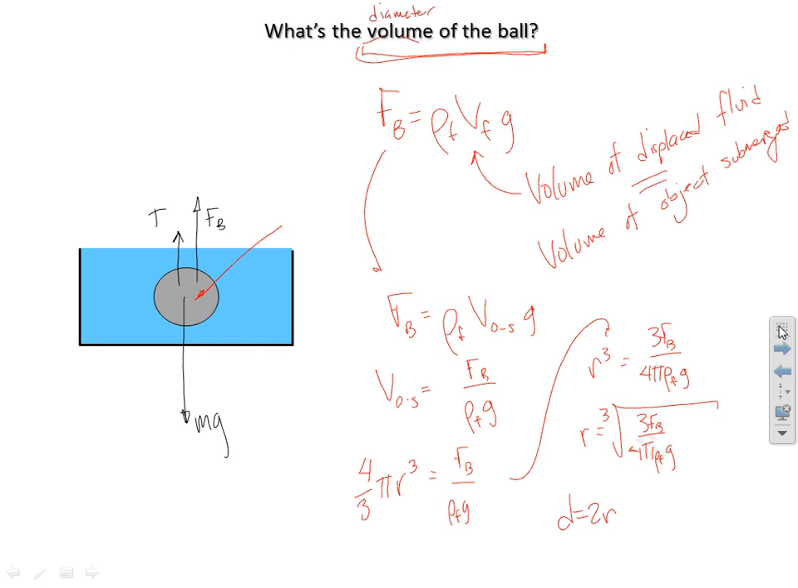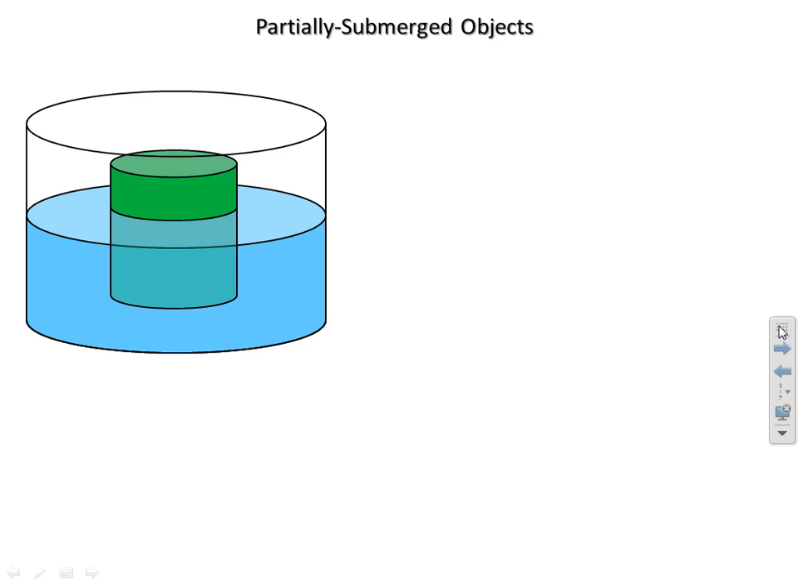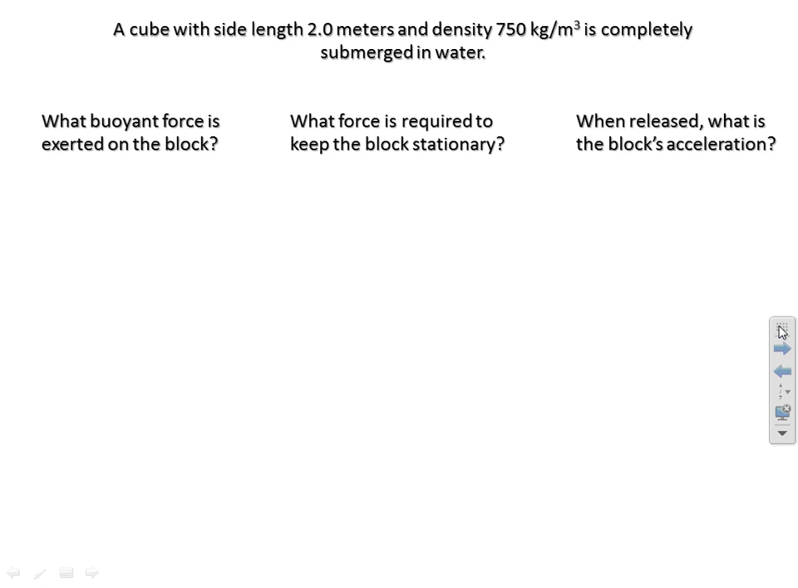Okay, let's look at a couple other examples, one like this, something that's partially submerged. But I think I want to do this first. I've got a cube, 2 meters on a side. There's its density, completely submerged. What's the buoyant force? Remember, it's completely submerged. Forget about this free body diagram. We know this: buoyant force is rho fluid V fluid G.